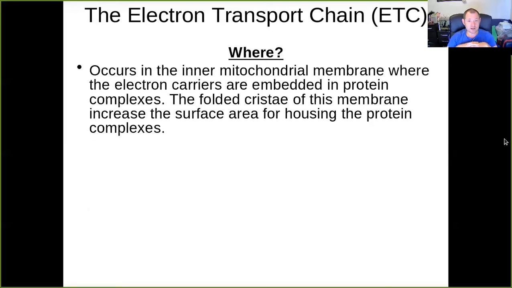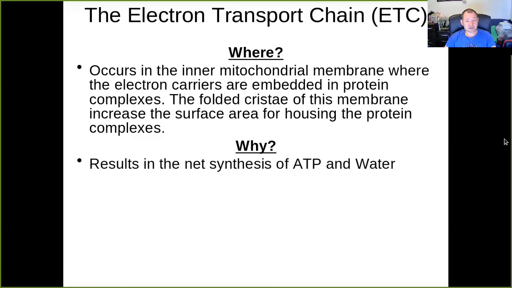Okay, so the membrane contains electron carriers. They're embedded. They're like protein complexes. Well, they are protein complexes. The folded cristae of this membrane increases the surface area for housing the protein complexes. Folded cristae just means the inner membrane is folded. Little rivulets, like a river zigzagging.